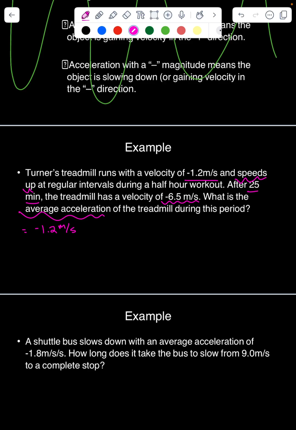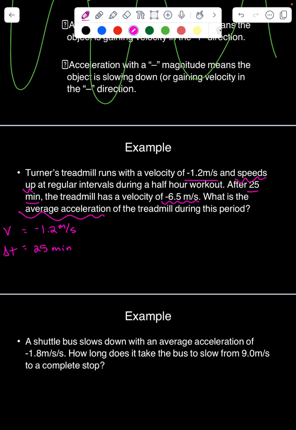Now, hopefully we know that anything that is measured in meters per second is a type of velocity. That negative tells us that it's going in the negative direction. Now after 25 minutes is our next given. Minutes are a measurement of time, so that's my time interval. One thing I'm hoping that you are realizing is that our minutes need to be turned into seconds.